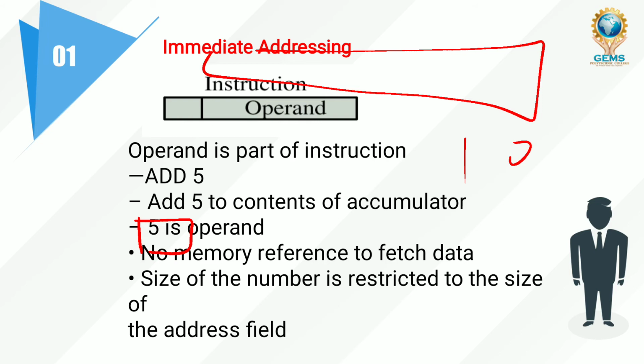So what we have to understand here, operand is nothing but data. So you will do the operations on operand. What is operand? Operand is the data. The 5 is the operand. Okay, 5 is the data, and you will do the operations on operand. So immediate address, operand is part of instruction, here 5.